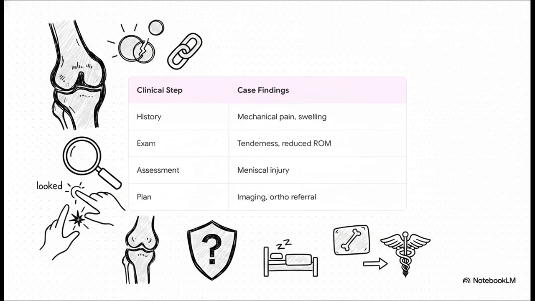We have a 45-year-old patient with a twisting knee injury. Under history, our OPQRST analysis revealed mechanical pain, swelling, and a sensation of giving way or instability. Moving to the exam row, we looked, felt, and moved. We found swelling, joint line tenderness, and a reduced range of motion. Because we followed the structure, the assessment basically writes itself. This is a suspected ligament or meniscal injury. And finally, the plan. We order imaging, advise rest, and initiate an ortho referral. It's just seamless, logical clinical deduction.